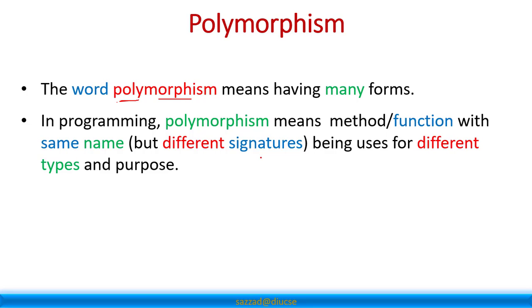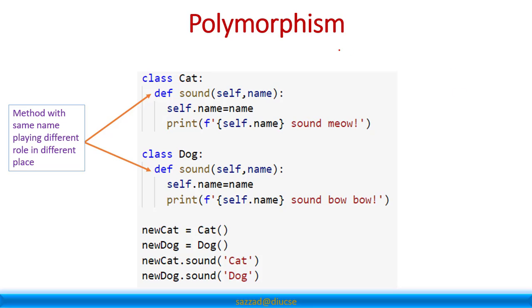If we connect it with ourselves, as human beings, when I am in a college, I can be considered a student or a teacher. But when I am in a shopping mall, I can be considered a customer or a seller. So the same human being plays different roles in different places. That is what polymorphism is. So, let us see an example. Let us execute it in Colab and then turn back here.